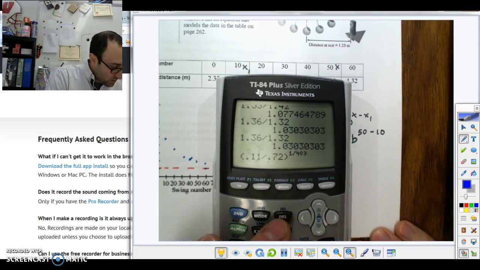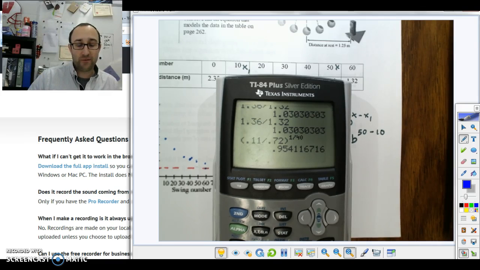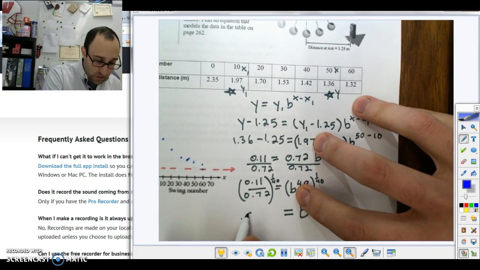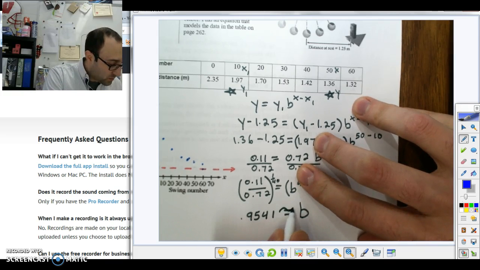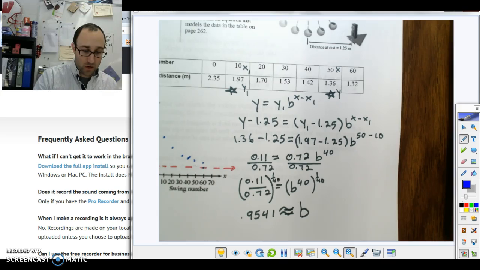And you should end up with 0.95411, all sorts of different numbers. Let's just keep it as 0.9541. So b is going to be about 0.9541. And since it's about, let's make it squiggly equal signs. And there we are. So now let's plug it into our equation.